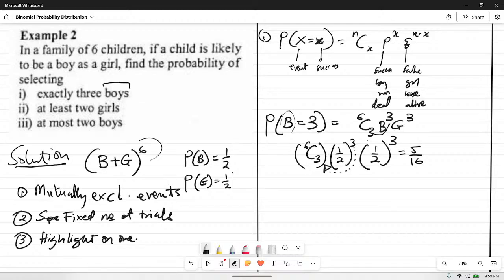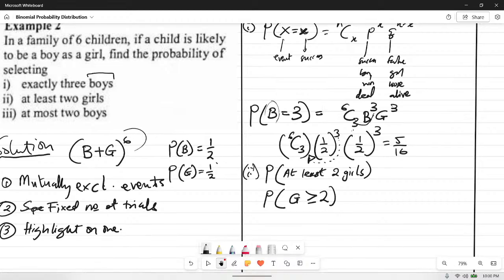Okay, now the second one says that what? Probability of what? At least 2 girls. Now, at least means the number and above, right? Whenever they talk about at least, think about the voting age. What's the voting age? At least 18. Meaning anybody who is 18 or above can vote. So this means that at least 2 girls means the girls should be greater than or equal to 2.